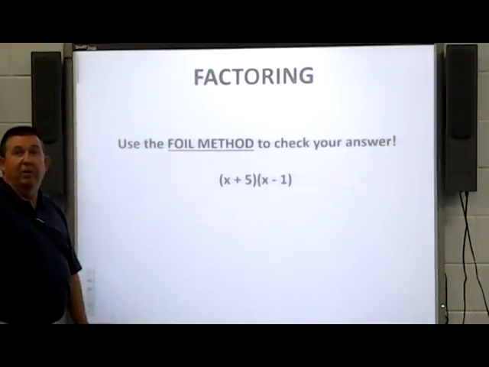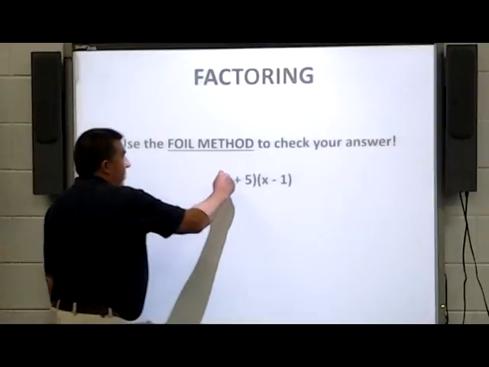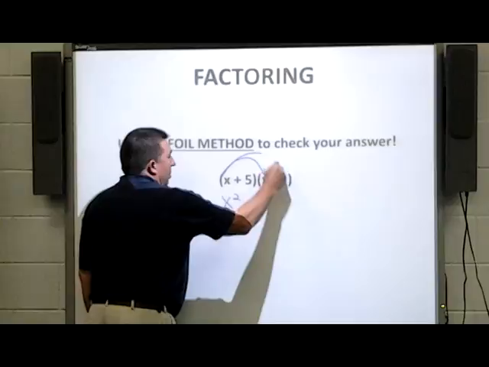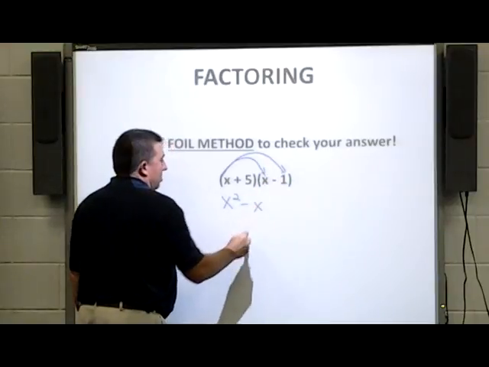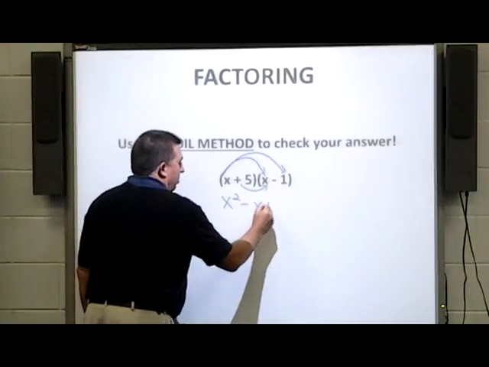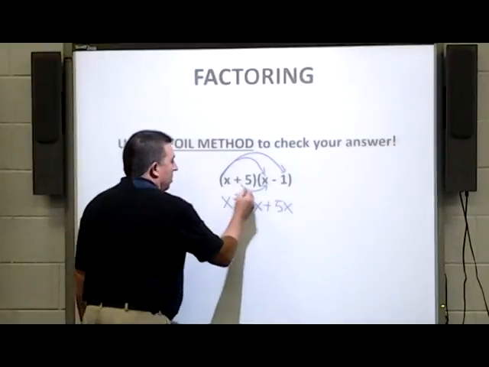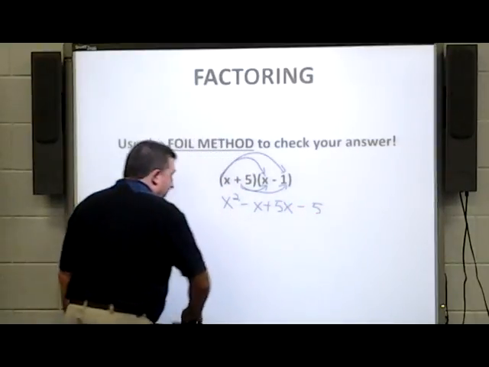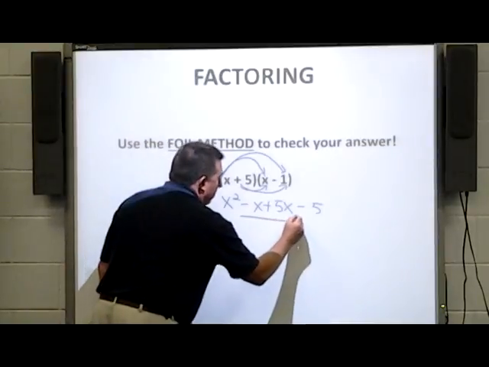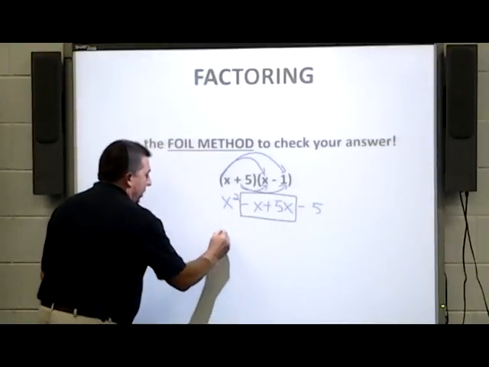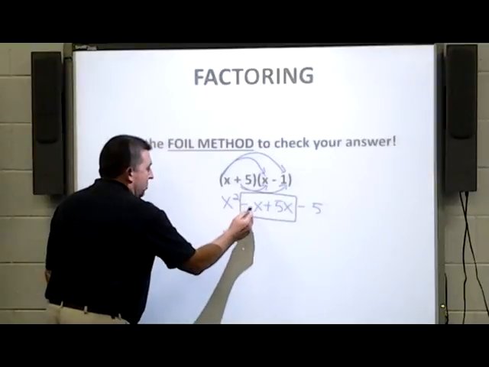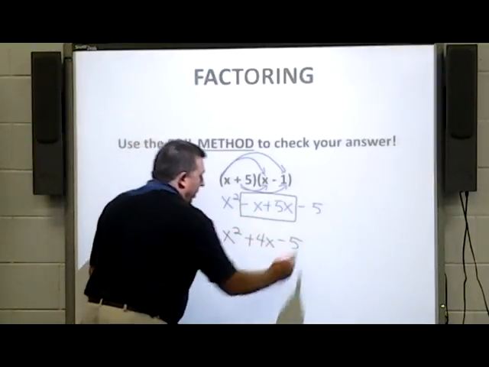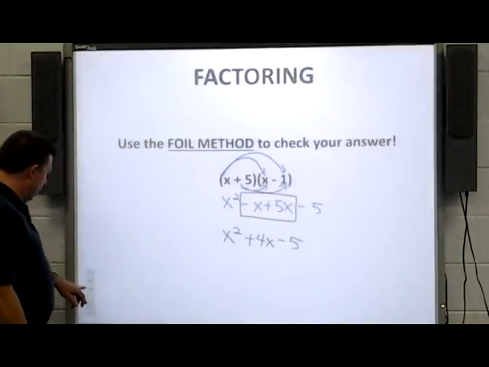And now I'm going to show you the full method to make sure that works. If I multiply these two together, I'm going to get x squared. That's a minus 1x. That's a plus 5x. And that's a minus 5. If I combine those like terms, I've got x squared minus 1 and plus 5 is plus 4. And that should have been what I started with on that original slide.